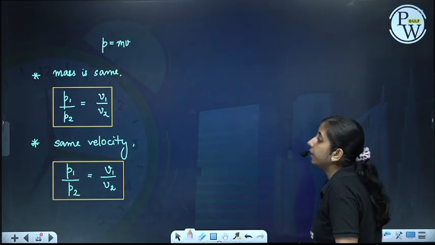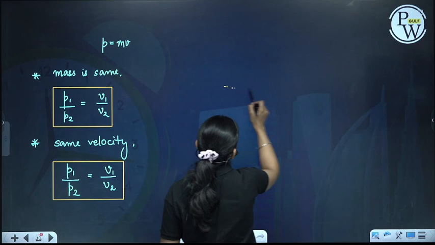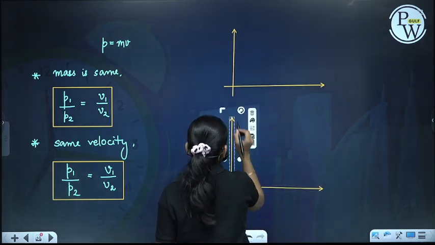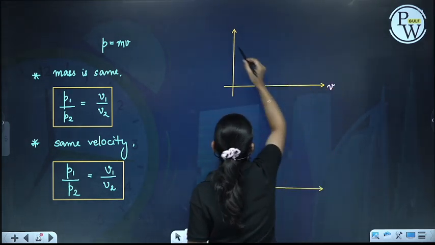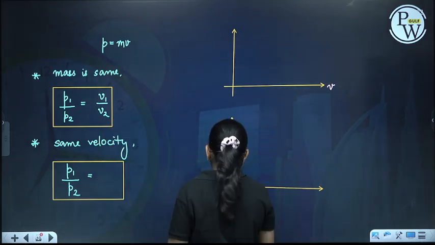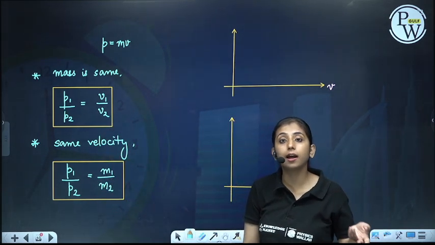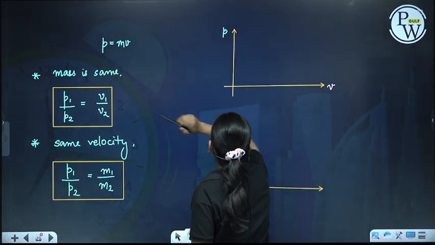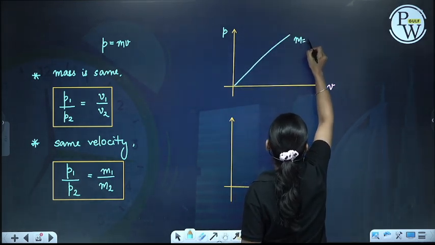Or we can say that if mass is constant and we have to draw a graph between linear momentum and velocity. Sorry, my mistake, if velocity is the same, it will depend upon masses. v is the same, so it will get cancelled out, and p1 by p2 will be m1 by m2. So if we have the same mass, it will depend on velocities, and it is directly proportional to velocity where mass is constant.